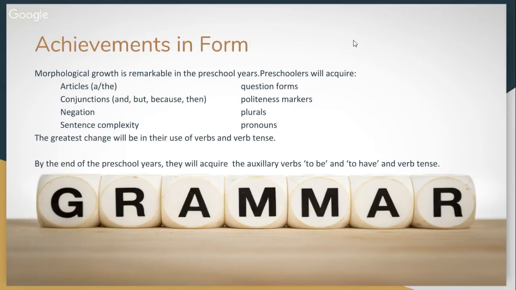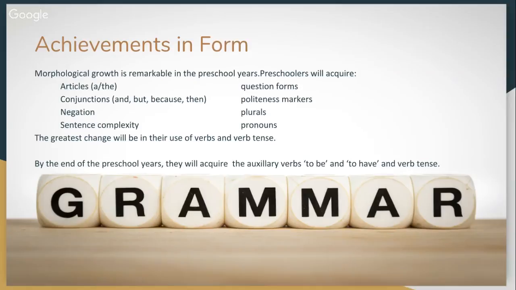During the preschool years, we are going to look at morphological growth. In fact, there's a lot that happens in morphology and grammar during the preschool years. Preschoolers are going to acquire a whole bunch of very specific morphological markers. So remember, by their second birthday, we want them to be putting 2 words together. But very quickly, they learn to add articles. I want a cookie. They learn to add conjunctions. Me and daddy. They learn to add negation. I don't want it. No cookie.